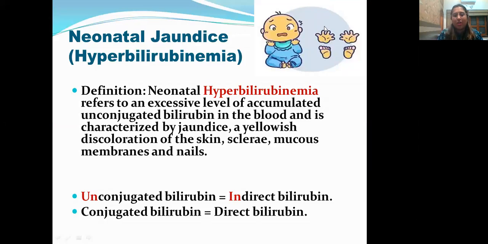So coming to neonatal jaundice, what is neonatal jaundice? Neonatal hyperbilirubinemia refers to an excessive level of accumulated unconjugated bilirubin in the blood and is characterized by jaundice, that is a yellowish discoloration of the skin, sclera, mucous membranes, and nails. Now, we all know that there are two types of bilirubin, that is unconjugated bilirubin or the indirect bilirubin, and conjugated bilirubin or direct bilirubin. Now, the main cause of neonatal jaundice is unconjugated hyperbilirubinemia.